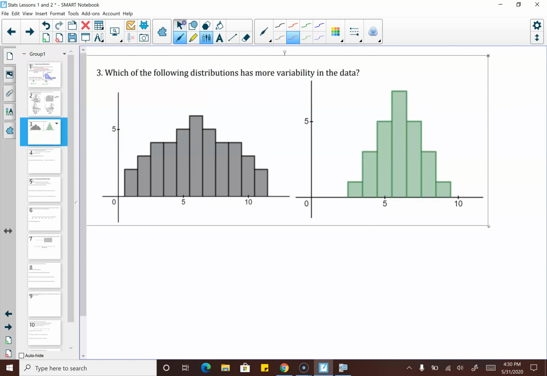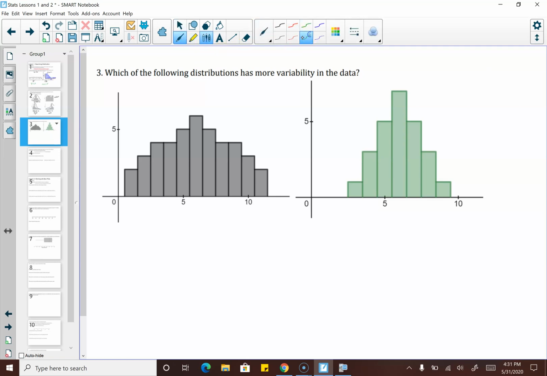Now, the next thing I want to talk about is which of the following distributions has more variability in the data. That word variability basically means which one has the larger spread. So when we talk about variability, we have spread. If you see here, both the middles are at 6 and 6, but look how much further this one goes to the left. This one goes all the way down to about 1 and all the way up to what appears to be somewhere around 12, where this data goes down to maybe about 3 and then maybe about 9.